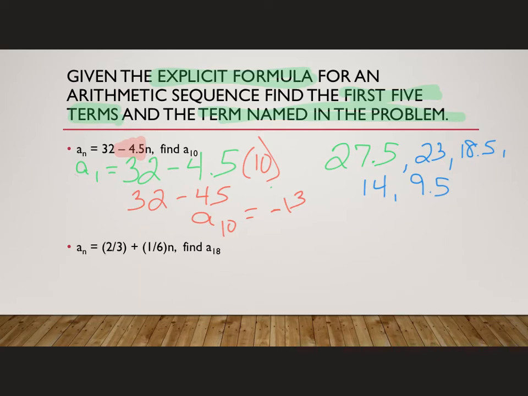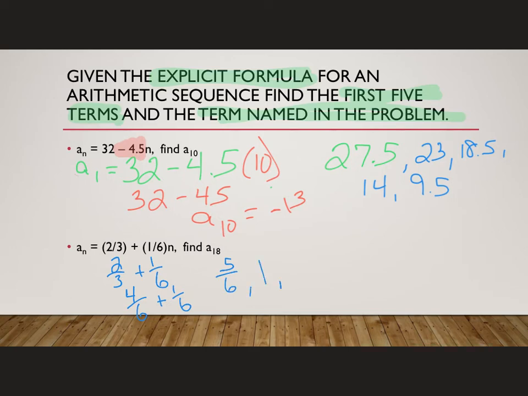A sub n is 2/3 plus 1/6 times n. The big thing here is we're going to have to reduce these. So when I put in 1, I end up with 2/3 plus 1/6, which is where we have to have our common denominator. So I'm going to do 4/6 plus 1/6. So I have 5/6, my first term. I increase by 1/6 each time.